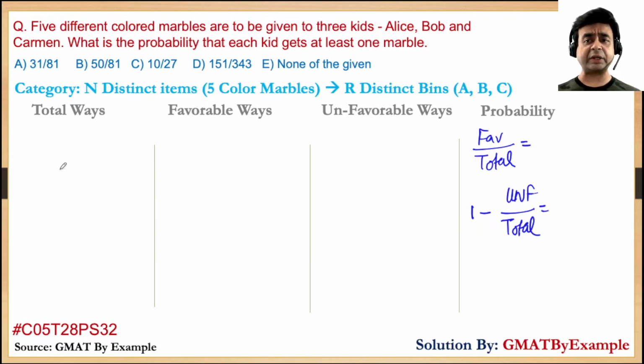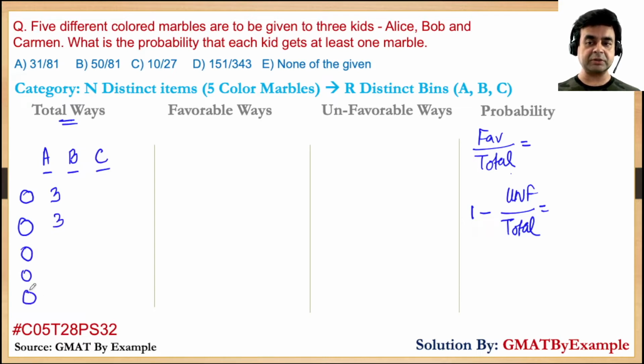So first, let's quickly think about the total ways, which is the denominator in both cases. The number of ways I can distribute these 5 different marbles to 3 kids. Let's say you have the first marble and you want to give it to A, B or C. You can distribute the first marble to A, B or C in 3 ways. The second marble also you can distribute between A, B and C in 3 ways. Similarly with all the 5 marbles, this gives you a total of 3 to the power of 5 ways, which is equal to 243. This was fairly easy to calculate.